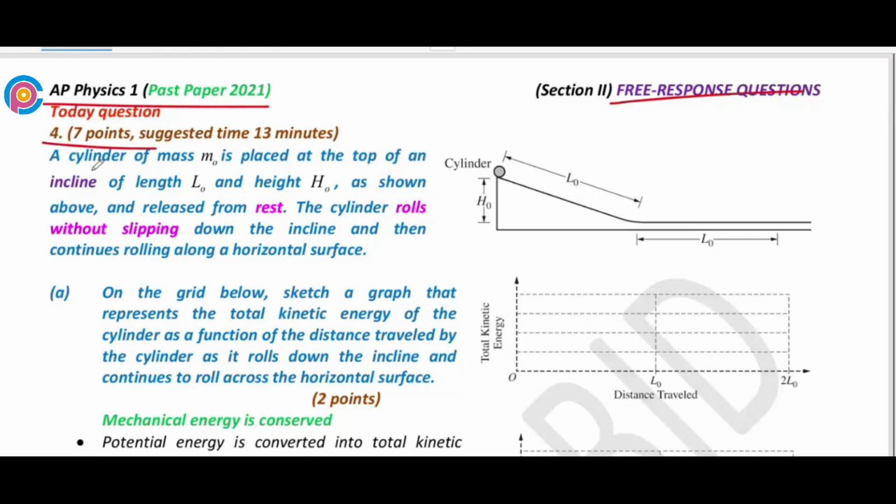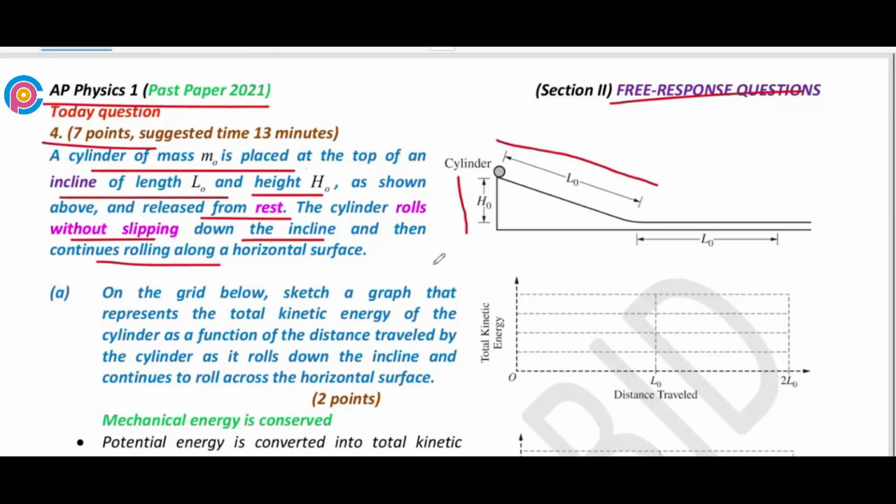In the question, a cylinder of mass m0 is placed at the top of an incline of length L0 and height h0. The total incline length is L0 and the height is represented by h0, as shown in the figure. Released from rest, the cylinder rolls without slipping down the incline and then continues rolling along the horizontal surface, which is also of length L0.